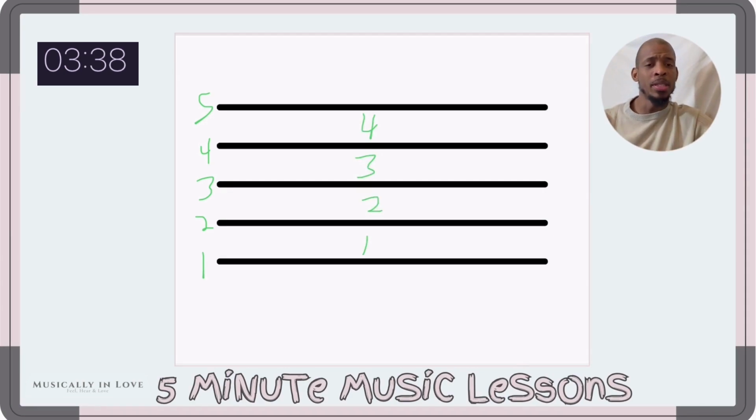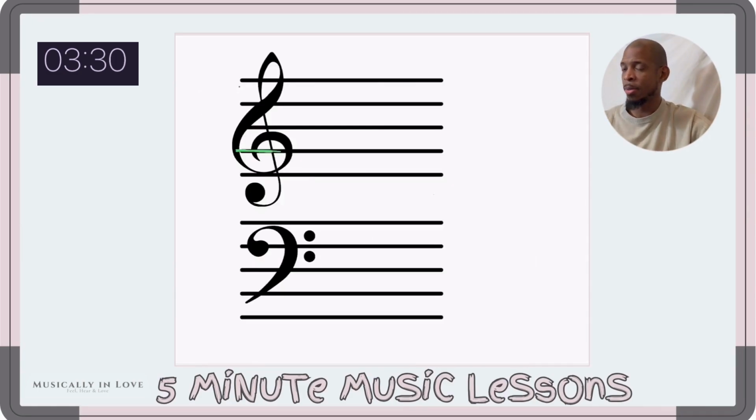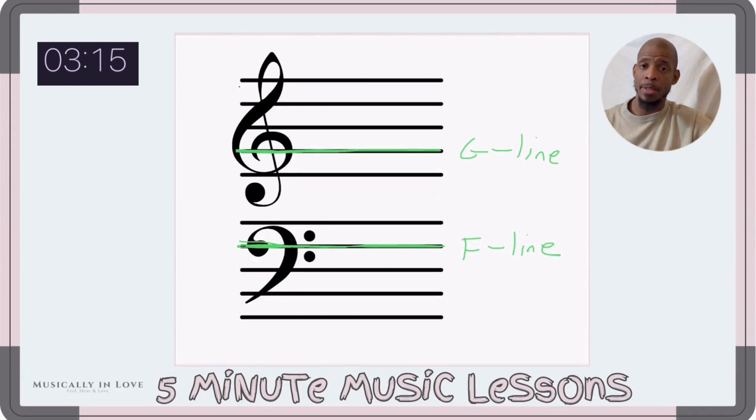Now, the 2 symbols that I spoke to you about earlier, the G-Clef and the F-Clef, are placed on a group of 2 staves on top of each other, kind of like this. The line that's going through the fattest part of the G-Clef, that is the G line. And the line that's going through the middle of the 2 dots on the F-Clef, that is the F line.